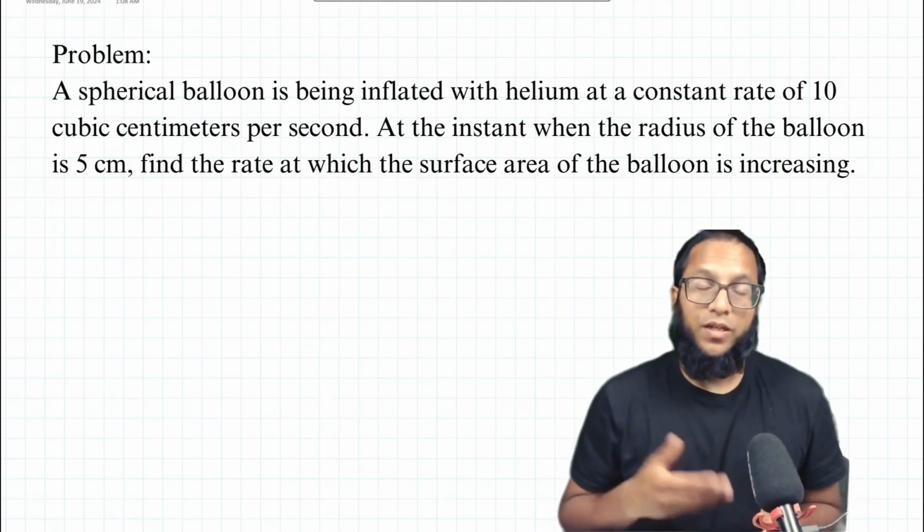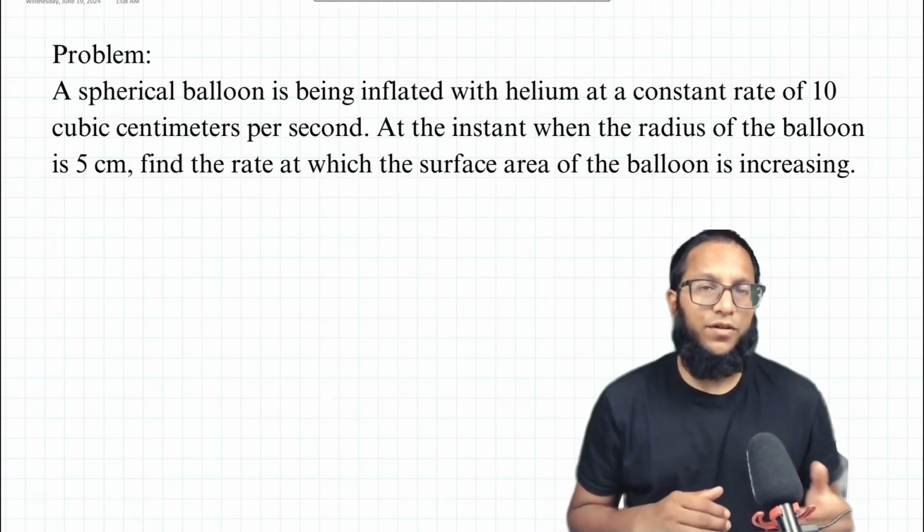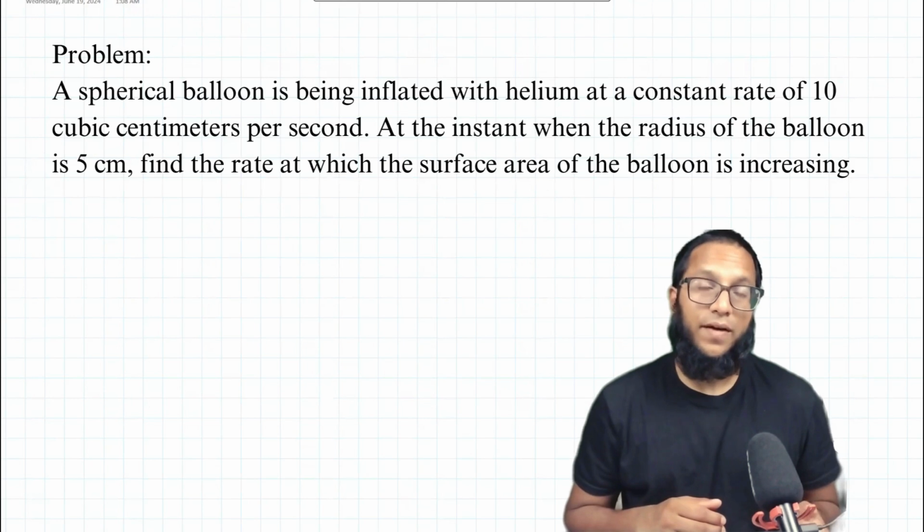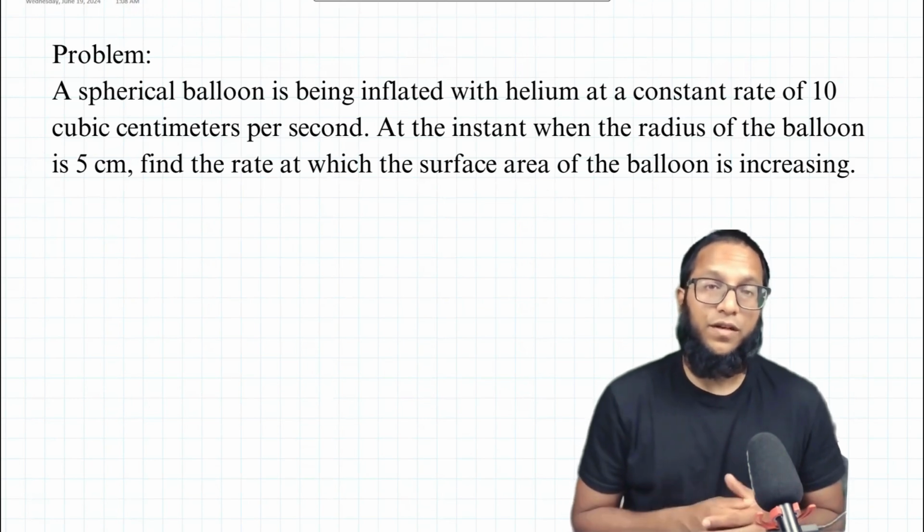And as usual, we're going to start by reading it. It says a spherical balloon is being inflated with helium at a rate of 10 cubic centimeters per second. At the instant at which the radius of the balloon is 5 centimeters, find the rate at which the surface area of the balloon is increasing.